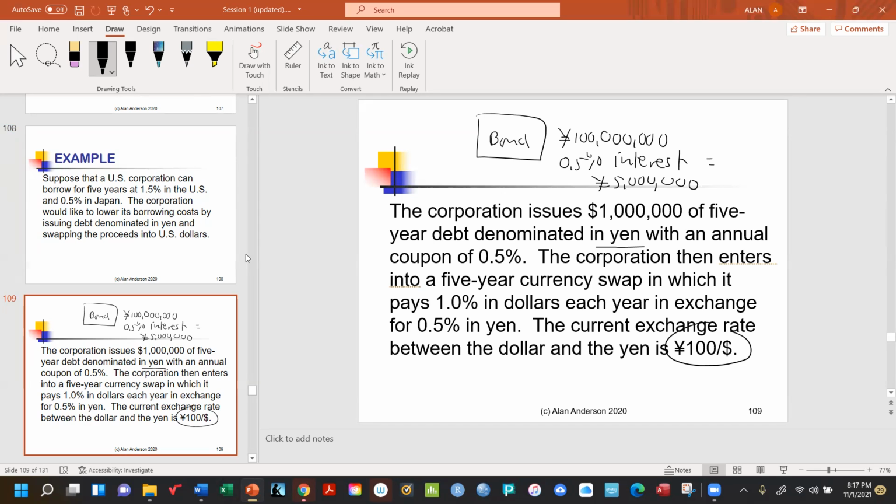Now, here's the thing though. We want to get rid of the foreign exchange risk. So what we're going to do is we're going to pay dollars. And by the way, the US corporation will pay these 5 million yen every year. So we don't want to have to take a chance on buying expensive yen. So what we'll do instead is we will enter into a swap in which we receive the 5 million yen in exchange for dollars. What that means then is that we'll be paying our debts in dollars and thereby eliminating our foreign exchange risk.